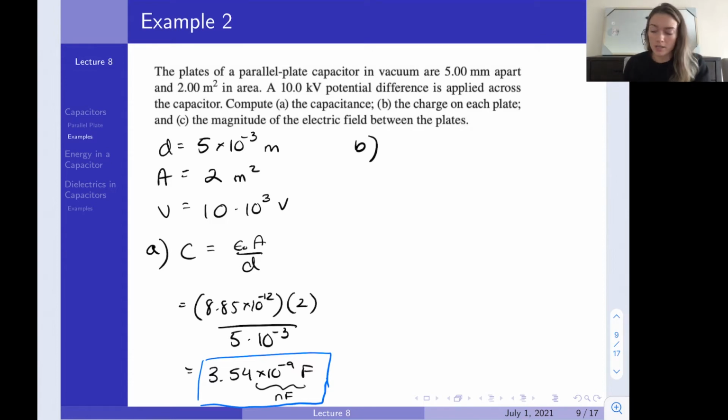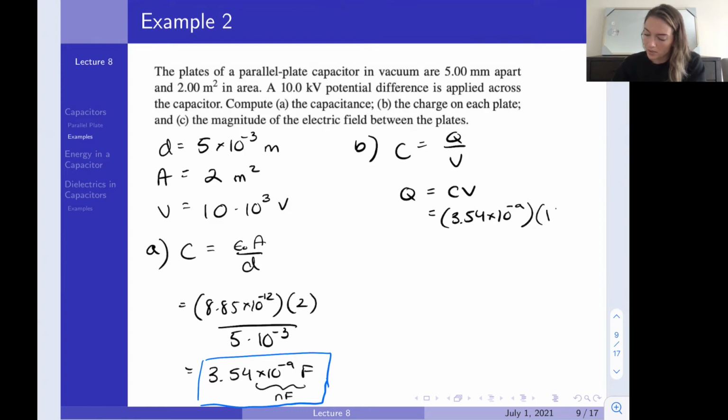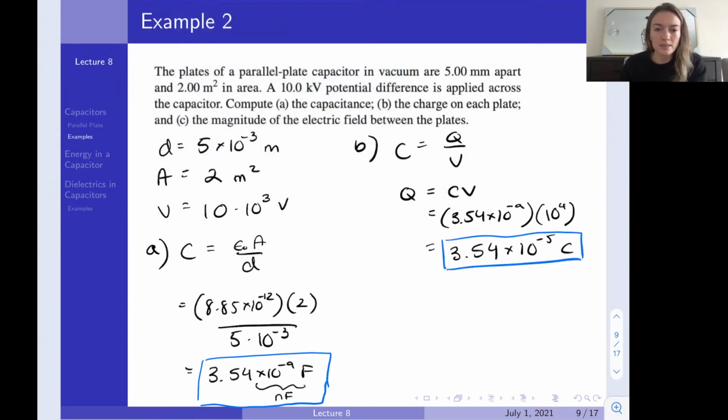We want to find the charge on each plate. So now we can use this formula. Since we have the capacitance now, and we were given the voltage between the plates, we can easily find the charge. So the charge will just be given by C times V. Our capacitance is 3.54 times 10 to the negative 9. The voltage we can write as 10 to the 4, because it was 10 times 10 to the 3. So that comes out to 3.54 times 10 to the negative 5 coulombs. So this is our charge on our plates.